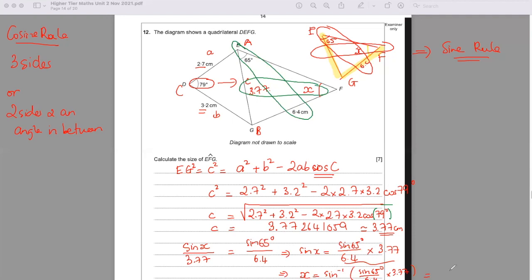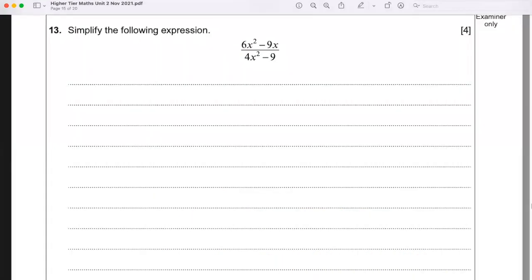And my X equals 32.27 degrees in my calculator. Okay, so that is my final answer for EFG. So I'm just going to write EFG equals 32.27.